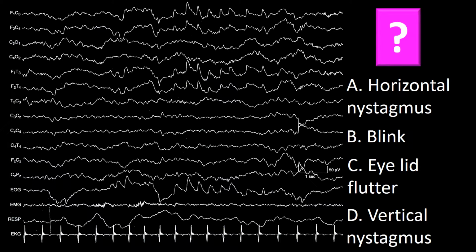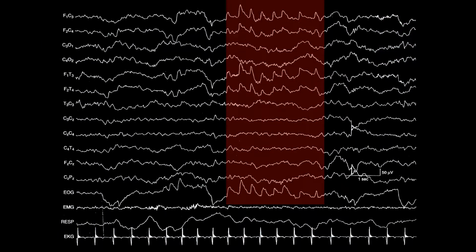Next question. Please take a look at this epoch and choose from the following answers. A. Horizontal nystagmus. B. Blink. C. Eyelid flutter. D. Vertical nystagmus. The activity in question is presented here shaded red.